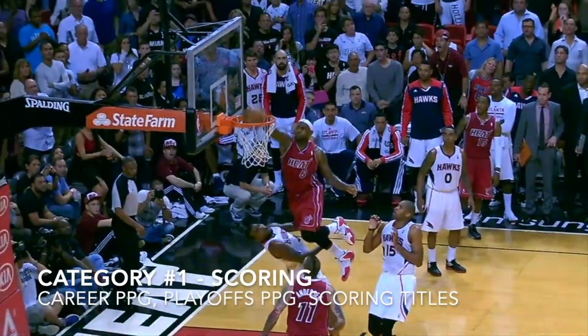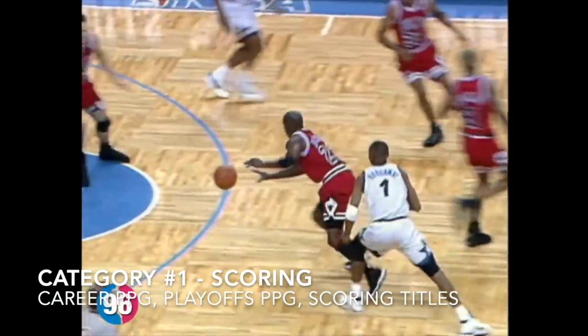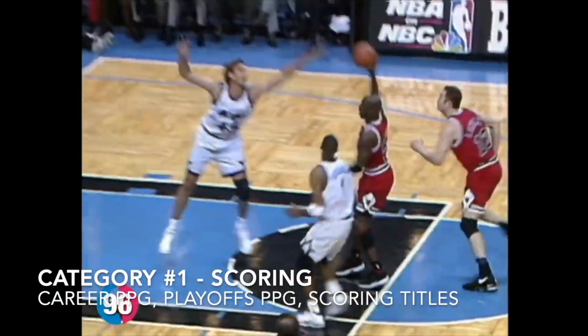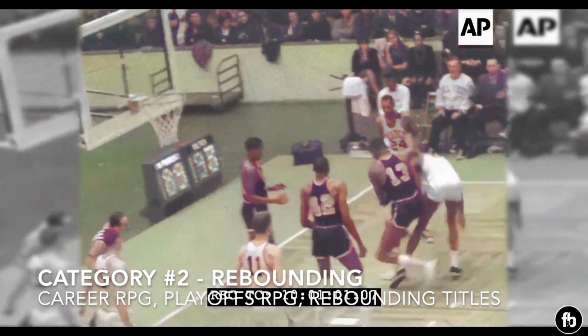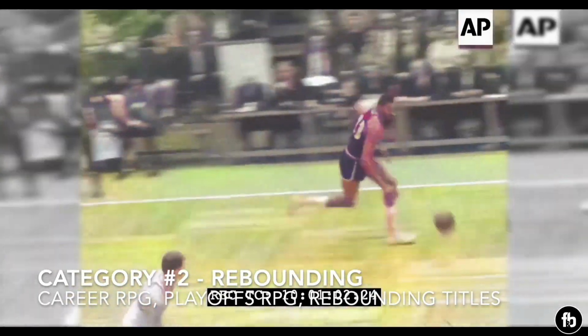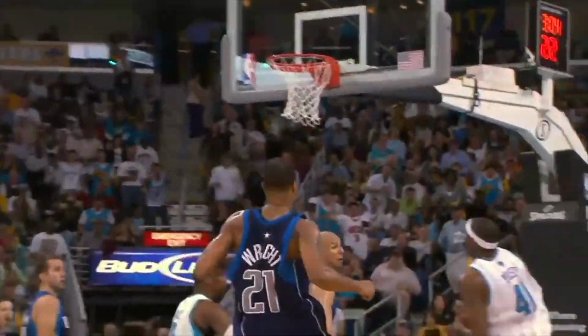The first category is scoring. This category will be defined by each player's career points per game, peak points per game both in the regular season and playoffs, and number of scoring titles. Rebounding. This category will be defined by each player's career rebounds per game, peak rebounds per game both in the regular season and playoffs, and number of rebounding titles. Passing. This category will be defined by each player's career assists per game, peak assists per game both regular season and playoffs, and number of assist titles.